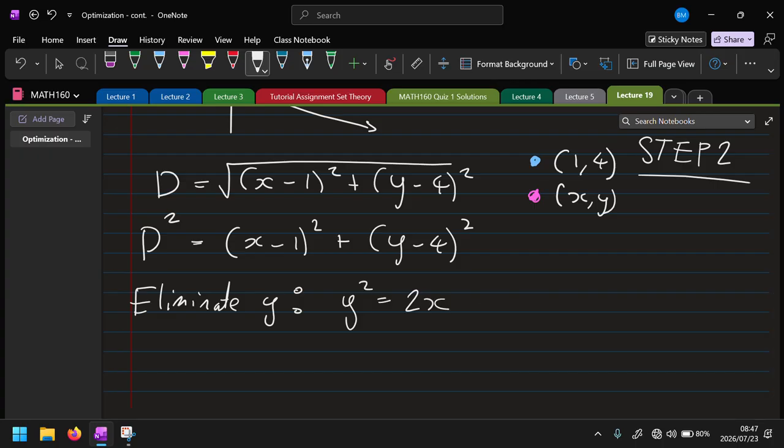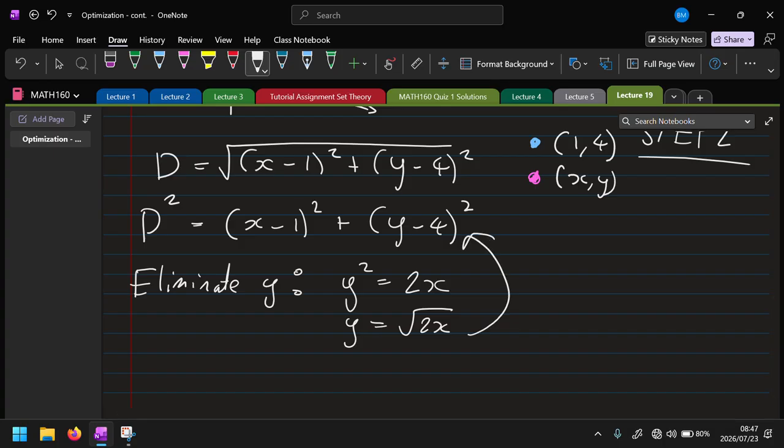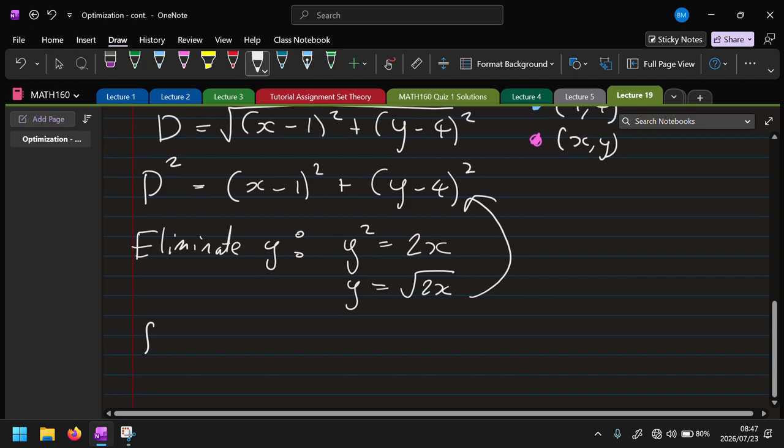Okay. Now we want to eliminate y, which means in place of y, we're going to put something with x. So we can take the roots on both sides there, and then substitute it back. That will give us our new function to optimize that is only in terms of x. So let's call that function f.